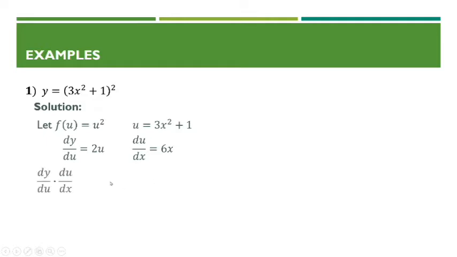So if we multiply this, we have dy over du times du over dx is equal to 2u times 6x. Substitute the values of u, we have 2 times (3x squared plus 1) times 6x. So the derivative of y over dx is equal to 36x cubed plus 12x, distributing the 2 tsaka yung 6x dun sa binomial.